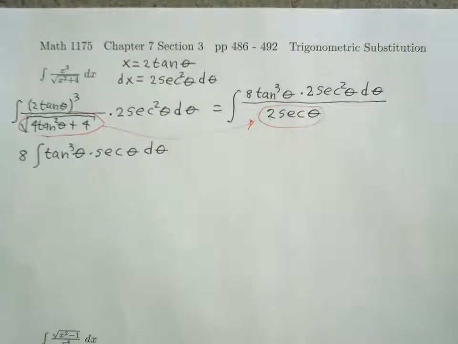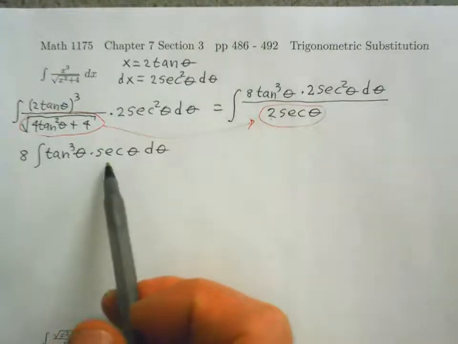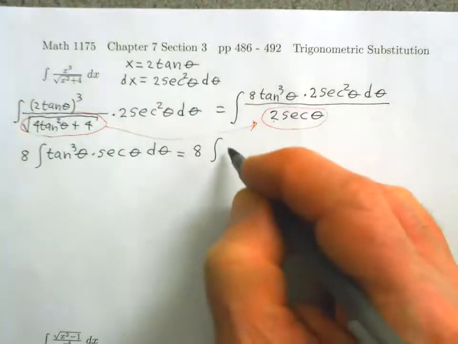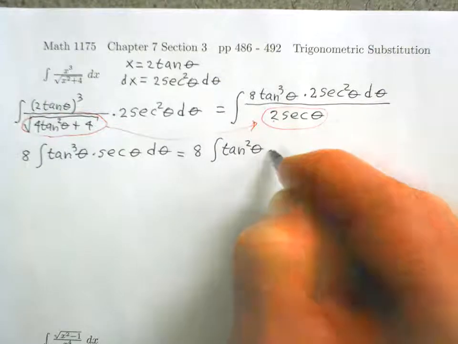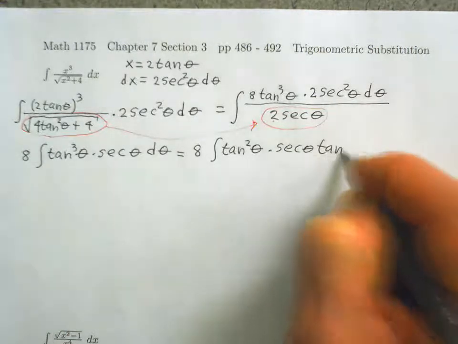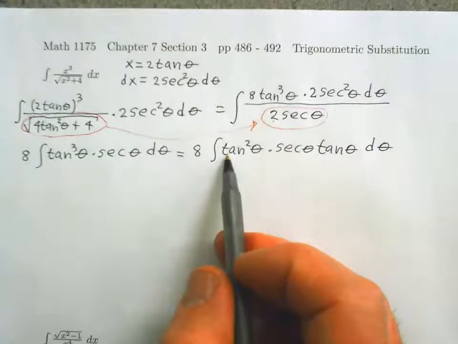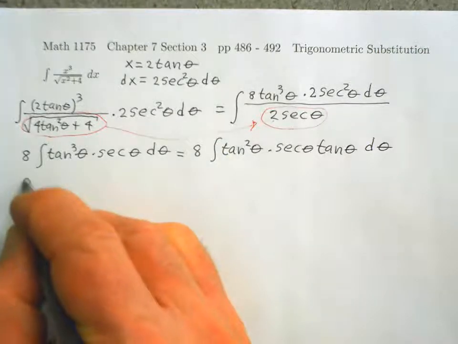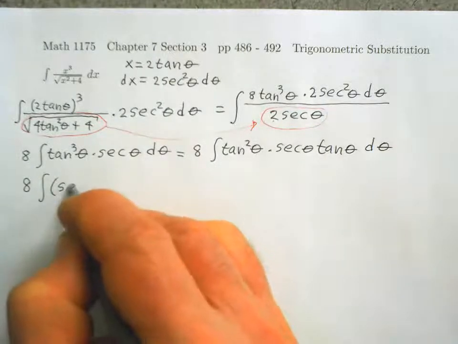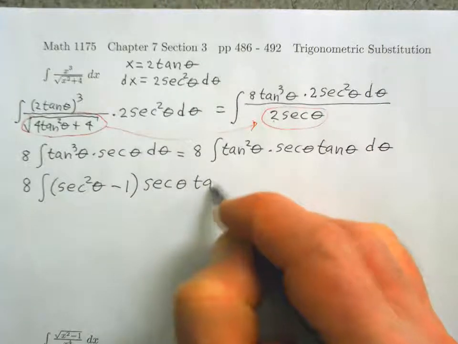Okay, so what I'm going to do next, I'm going to take one of the factors of tangent of theta and put it alongside secant of theta. So we get 8 times the indefinite integral of tangent of theta squared. And then I'm going to write the remaining factors as secant of theta times tangent of theta d theta. Then I'm going to use an identity and replace tangent of theta squared. So here we have 8 times the indefinite integral. Replace tangent of theta squared with secant of theta squared minus 1. And then this is times secant of theta times tangent of theta d theta.